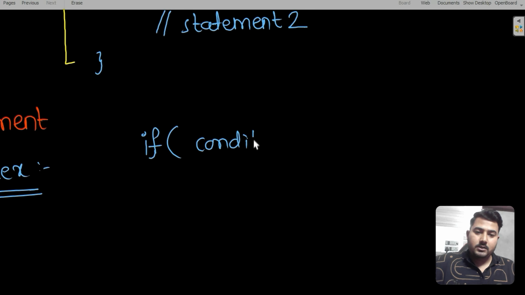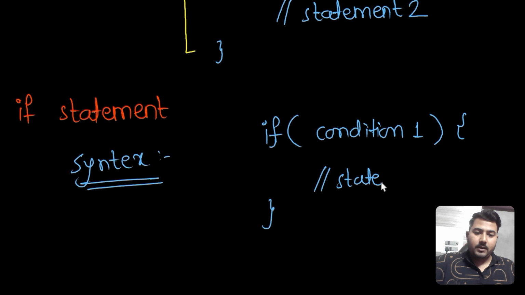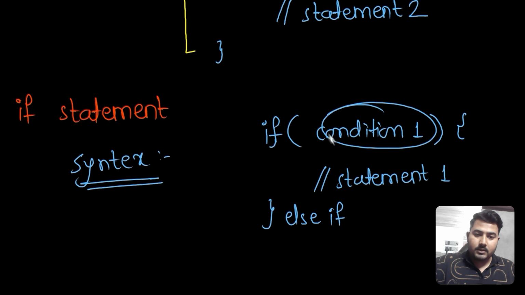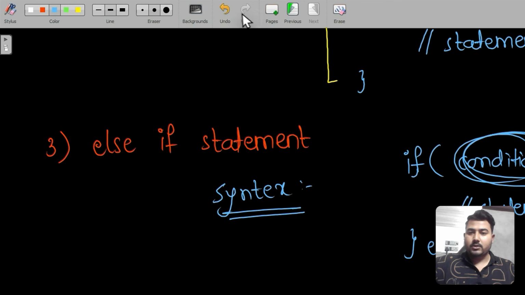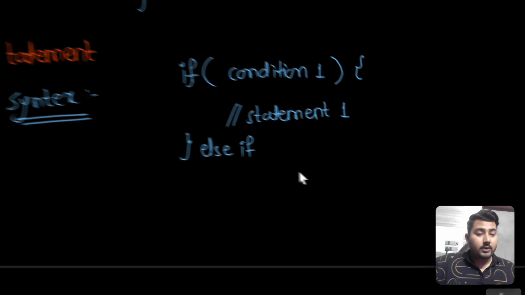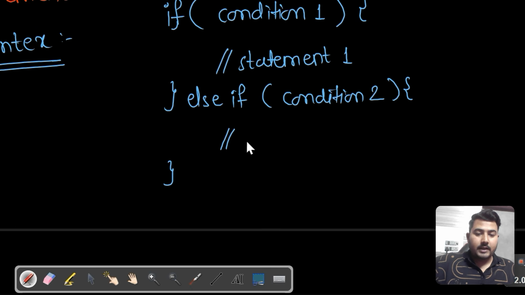If condition 1, let's suppose condition 1 is satisfied, if it is true, in that case statement 1 will be executed. As simple as that. We got to know it just now. And then let's suppose I want to check another condition. In case this condition is not true, then I want to check another condition. So I will simply say, if this condition is not true, then get to the next step and check condition number 2. In case that is true, then simply execute statement number 2.